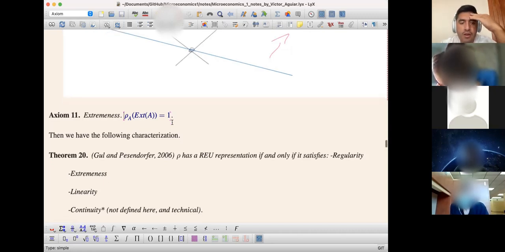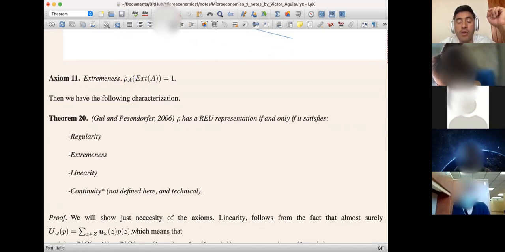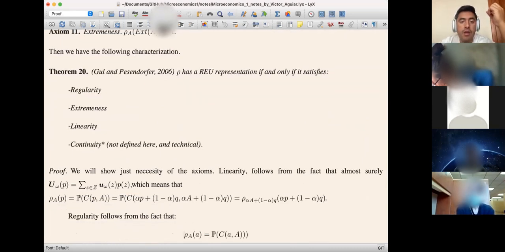But I'm just going to state the theorem by Gul and Pesendorfer, and it says the following. Rho has a random expected utility representation if and only if it satisfies regularity, which is the WARP analogue, extremeness, which is the one I showed you a moment ago, linearity, which is the analogue of independence, and continuity, which is the technical condition that we don't care about now.